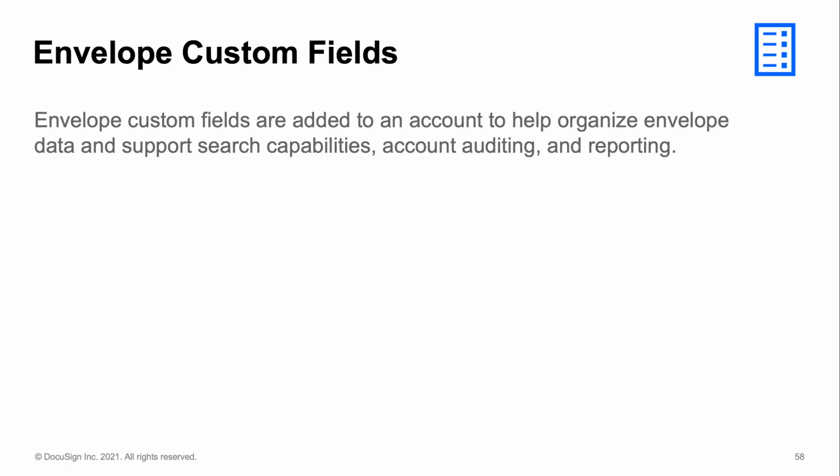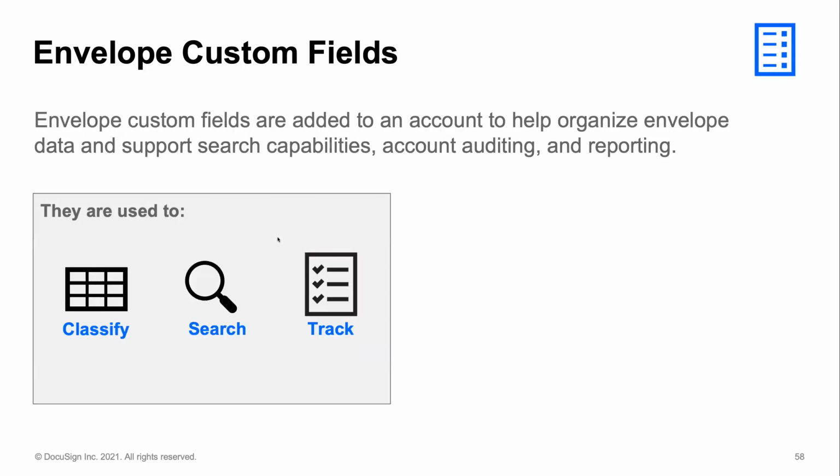Envelope custom fields, on the other hand, are just going to be seen by your senders on your account, and they're helpful to allow you to classify the envelopes that you're sending based off of school or department or region. You can also search by envelope custom fields. So if you're looking in your inbox or your manage tab, you can search based off of a custom field value. And you can pull custom fields into reporting as well to help you track different information.